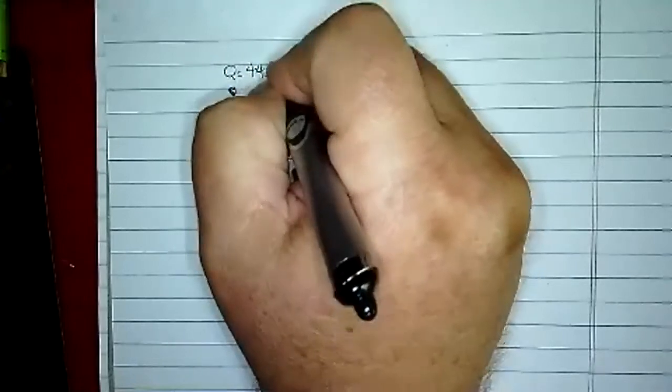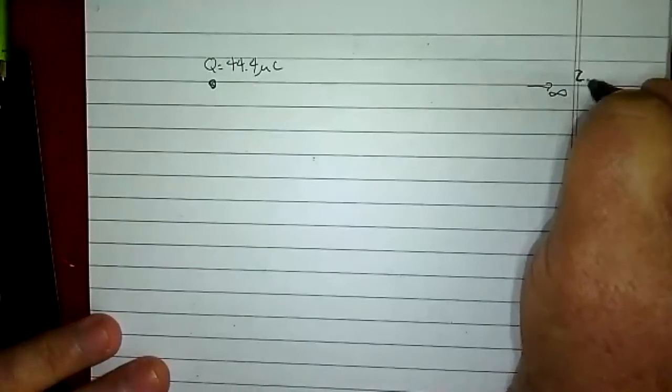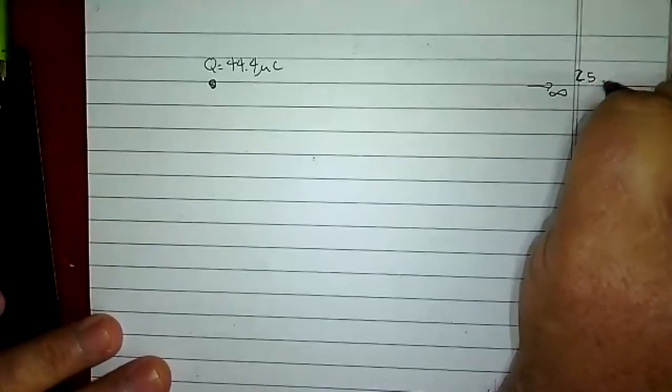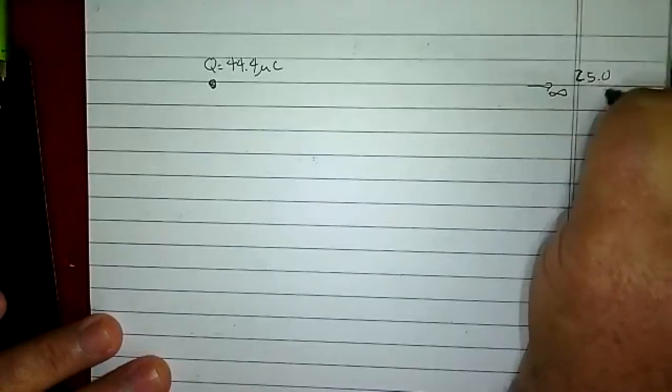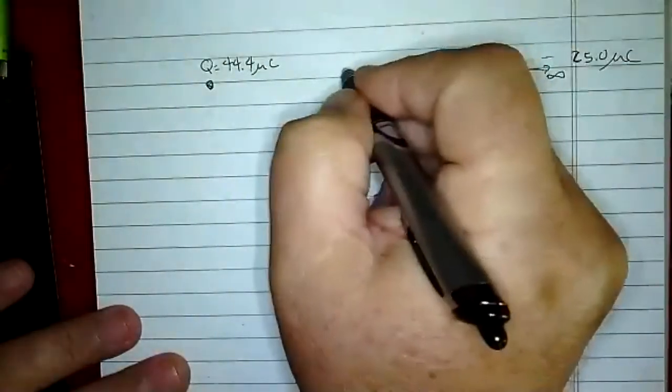The charge Q, I like to get rid of that 9 again, so I'm going to say that's 44.4 microcoulombs. And now let's say way out at infinity, there's our symbol for infinity, there's a charge of, say, 25.0 microcoulombs.